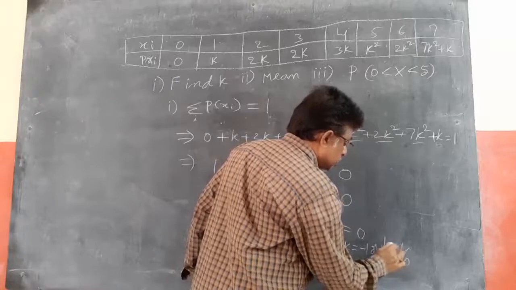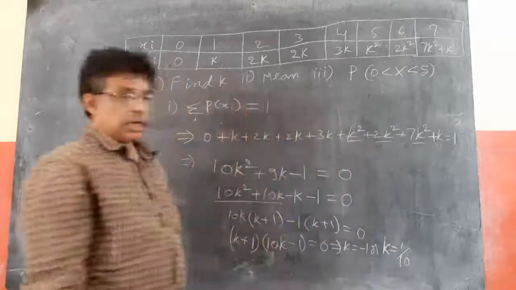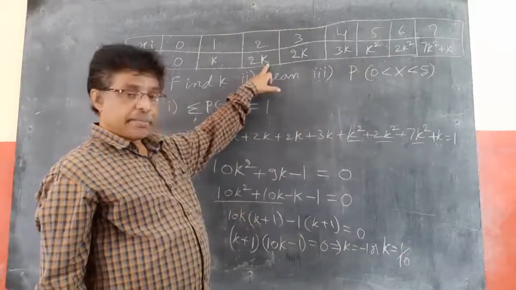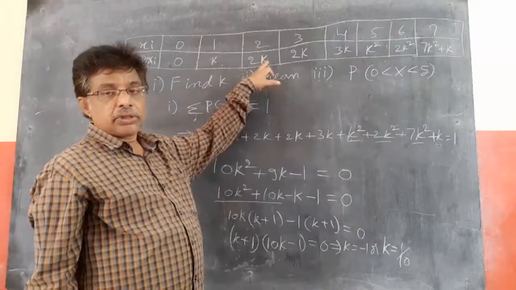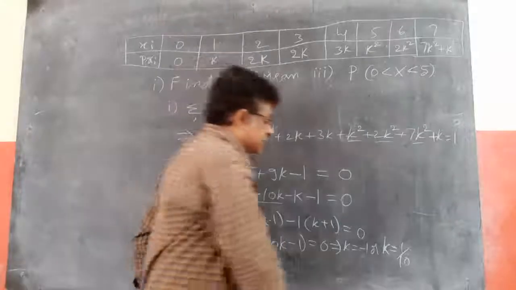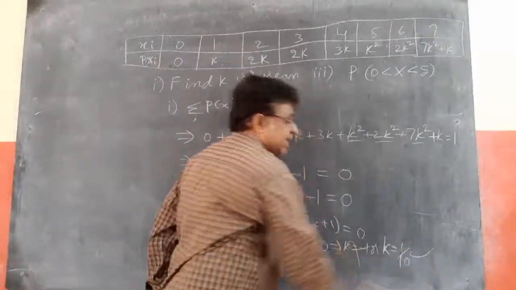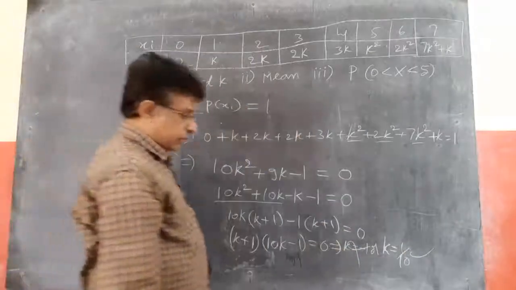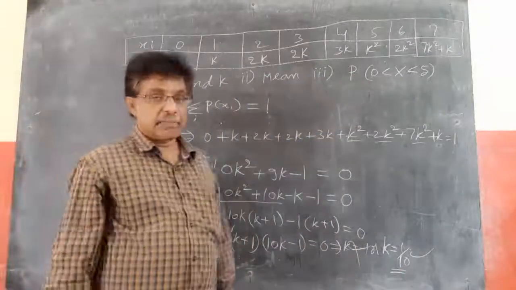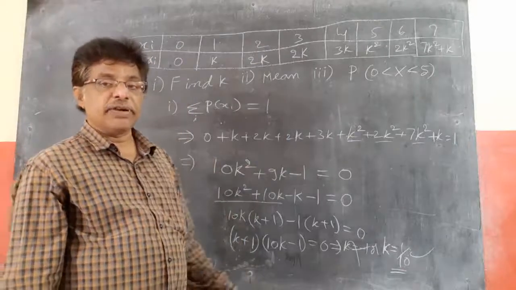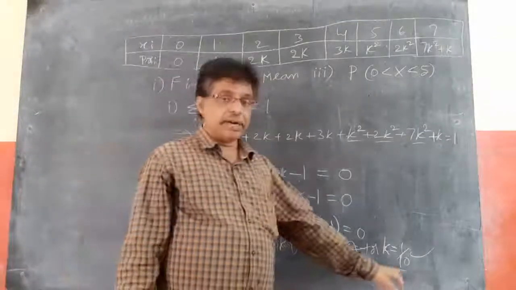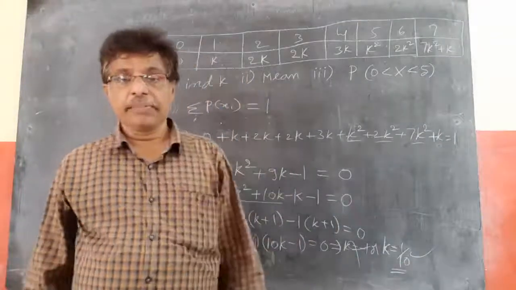Out of these two, which is the valid value? If I substitute k here, for example 2k, it is a probability, so it should always be more than 0 and less than 1. It cannot be negative. So 1 by 10 is a valid value. Therefore, we should take k equal to 1 by 10 but not minus 1, because the probability of any event must be greater than 0 and less than 1. Therefore, k must be 1 by 10.